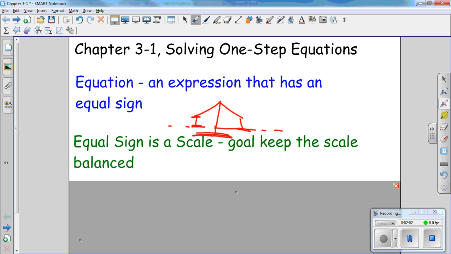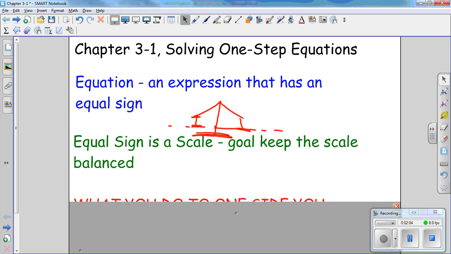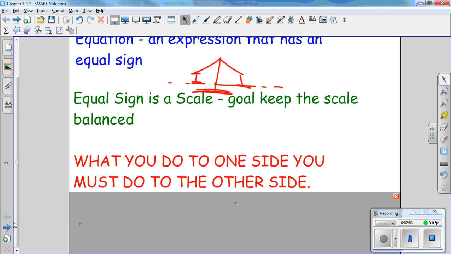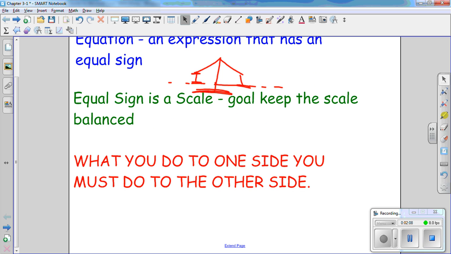A balance scale. The goal is to keep the scale balanced. And in order to do that, if you add 2 pounds to one side, what do you have to do to the other side? Add 2 pounds. Same thing as an equation. Whatever you do to one side of an equation, you must do the same thing to the other side in order to keep a balance. If you just do it to one side, your balance is going to be thrown off and you're going to be in deep trouble. Okay?